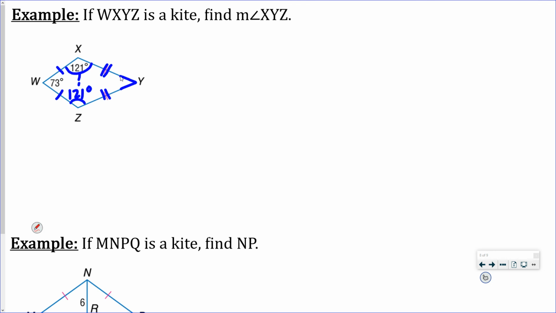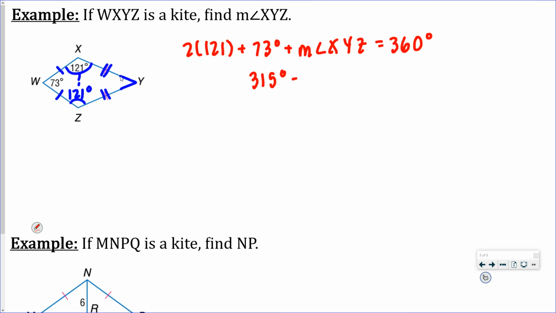So what Lillian said, all quadrilaterals have an interior angle sum of 360. We could easily figure out what this one is by adding up these. So I'm just going to double 121 plus 73 plus XYZ. That should total 360. All right, this sum right here is already 315 degrees. So that missing angle would have to be 45 degrees.